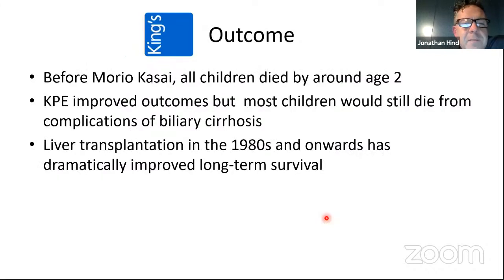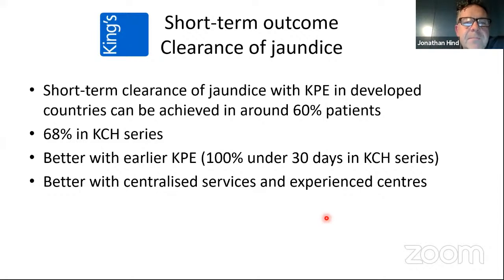And finally, outcomes. So before the Kasai procedure, all the children died by around 2 years of age. And even after the Kasai was available, most children still died because a lot of them still got biliary cirrhosis. And it was transplantation in the 80s onwards that dramatically improved long-term survival.